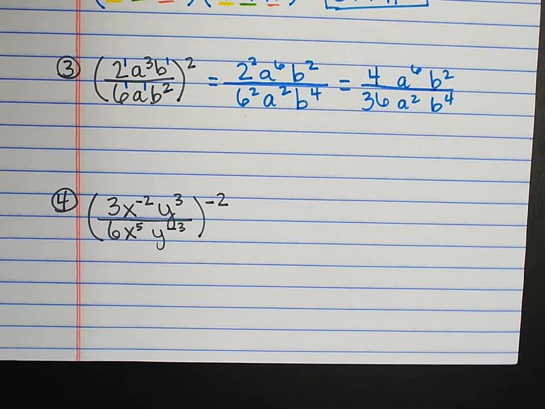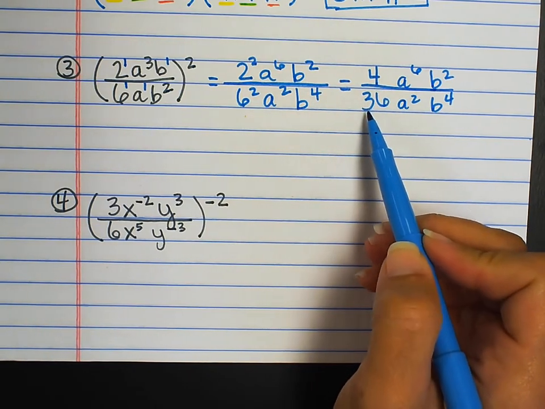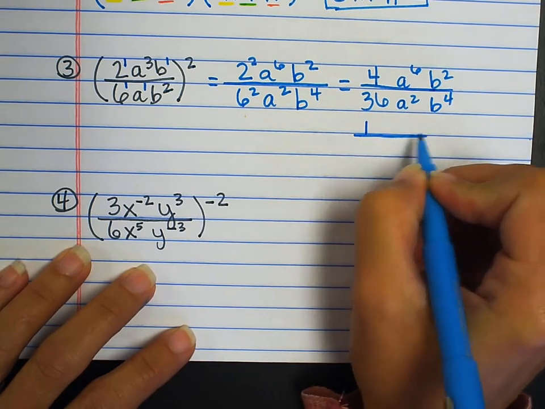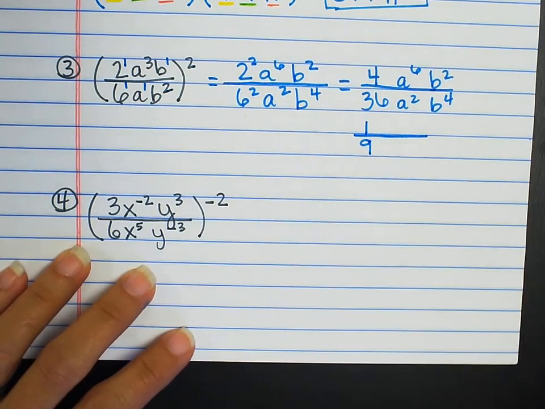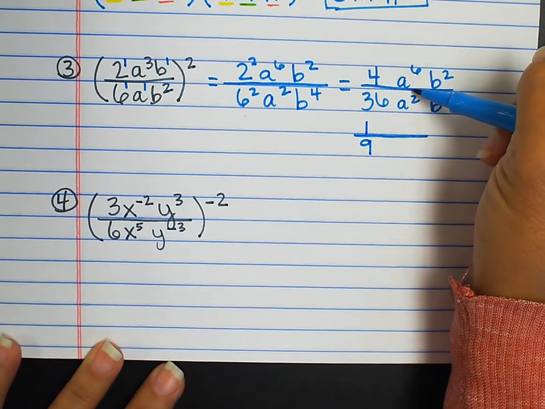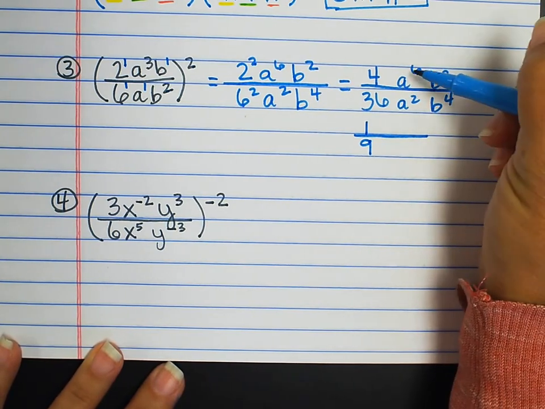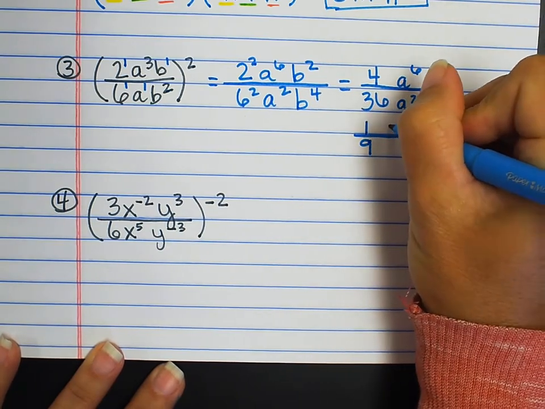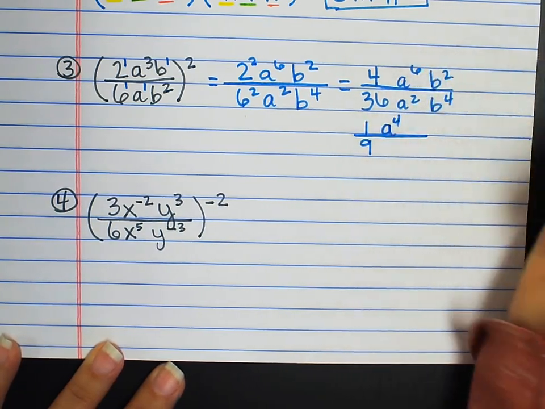So let's start by simplifying the coefficients. I have 4 over 36, which simplifies to 1 over 9. Okay. I have a to the 6 divided by a squared. We know that when we divide, we subtract. 6 minus 2 is 4, so that gives me a to the 4th.